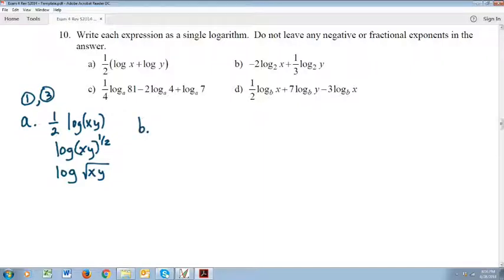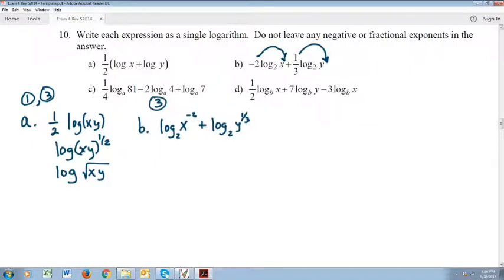Let's look at B. So we can't use the product rule or the quotient rule because of the numbers out in front of the logs here. So the first thing we need to do is move those to become exponents. So basically I'm going to move the 2 as an exponent there and the 1/3 as an exponent on the y there. So let's do that.